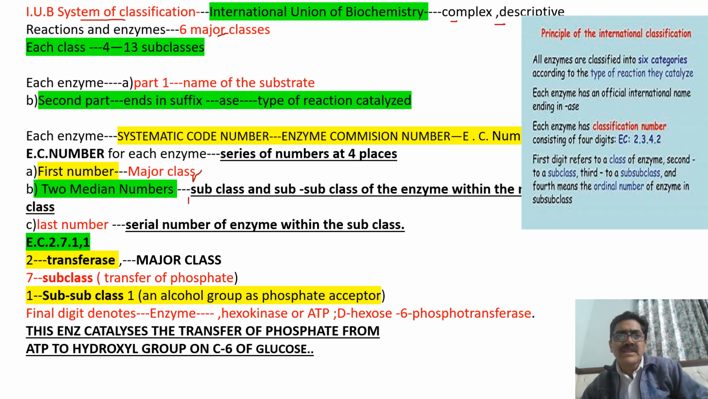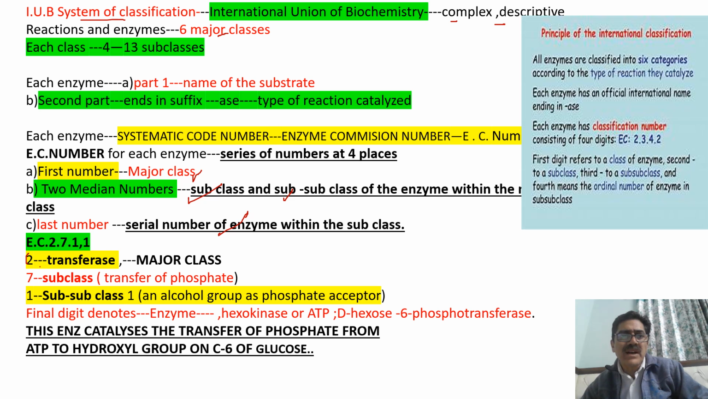The second number indicates the subclass, and the third number indicates the sub-subclass of the enzymes. The last digit indicates the serial number of the enzyme within the subclass. Now an example: EC means Enzyme Commission number, 2.7.1.1.